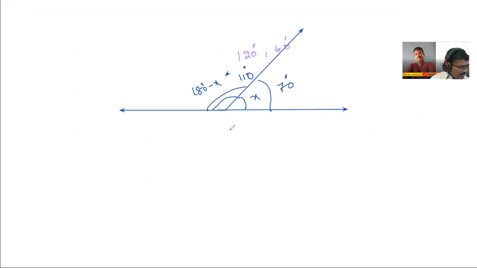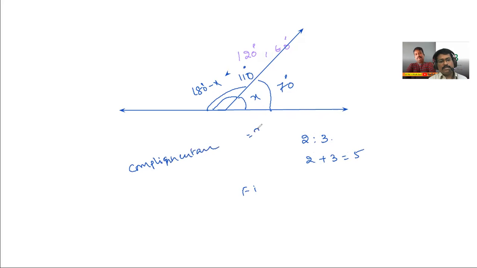So what is the problem? If the ratio of two complementary angles is 2:3, then the sum of the ratio parts is 2 plus 3, that is 5. The sum of complementary angles is always 90 degrees. That means 5 parts are going to be 90 degrees.